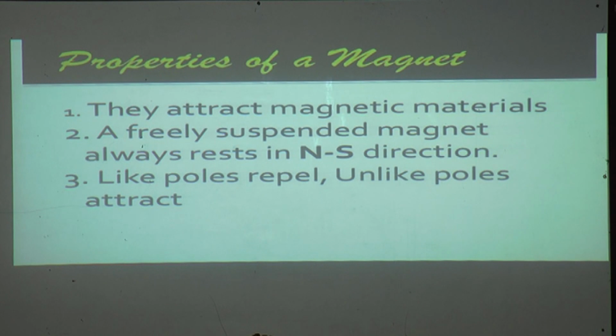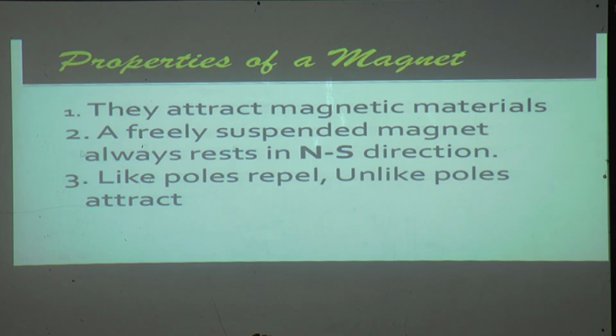Now properties of a magnet. Let us know what the properties of a magnet are. They attract magnetic materials. A freely suspended magnet always rests in a north-south direction. Like poles repel and unlike poles attract. Let us go through the properties one by one. First property of a magnet: magnets can attract magnetic materials.